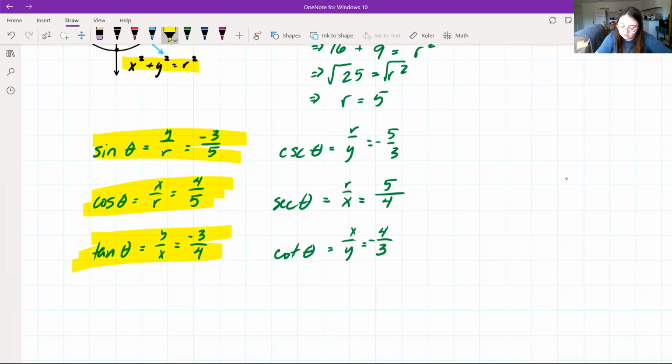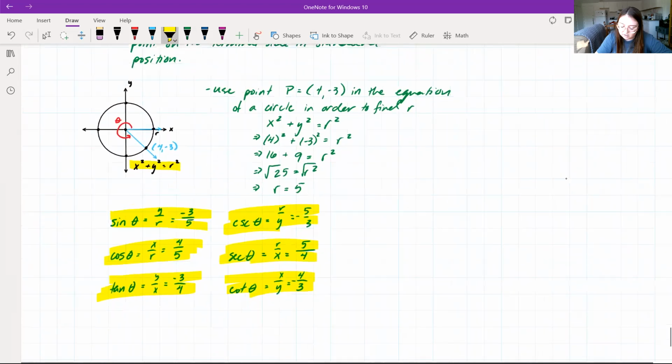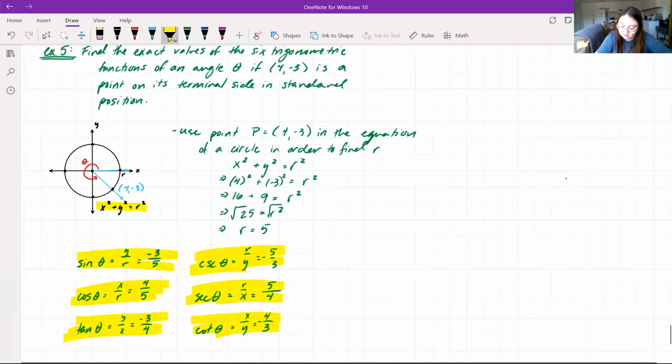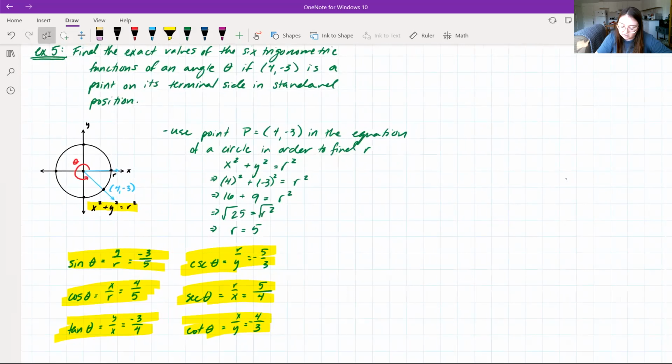So if we ever want to find the values of our 6 trigonometric functions when we don't know theta, but we know our point and we know our radius, this would be how we would find these values. All right, so that concludes our lecture for section 6.2, and I will see you again in lecture 6.3.